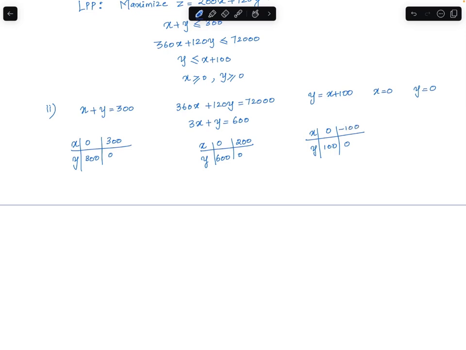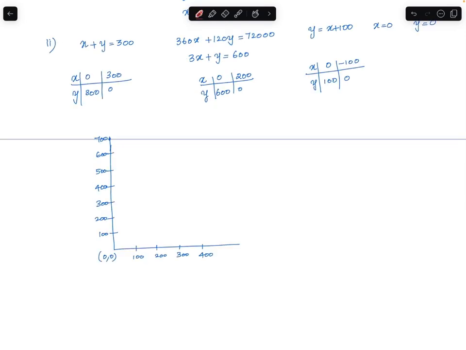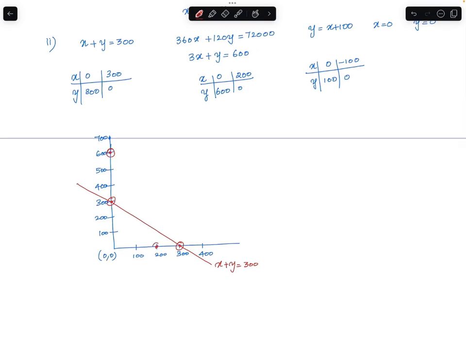X equal to 0 refers to the y-axis and y equal to 0 refers to the x-axis. For the first one, 0, 300 and 300, 0. For the second line, 3x plus y equal to 600, for 0 it is 600 and for 200 it is 0. For the third line, y equal to x plus 100, for x 0 we get 100 on y, and minus 100 it is 0. The feasible region is the one that I am shading. We can label the corner points.